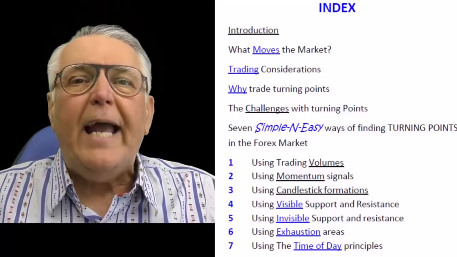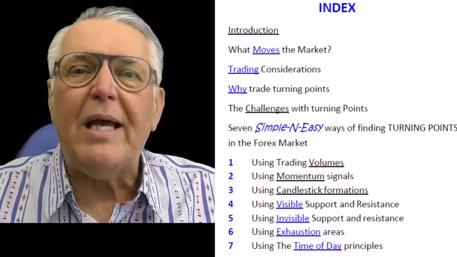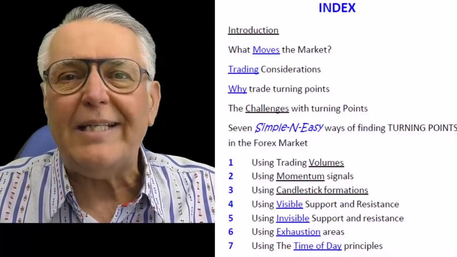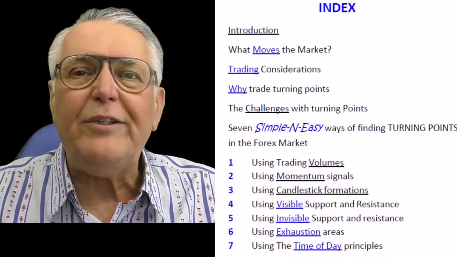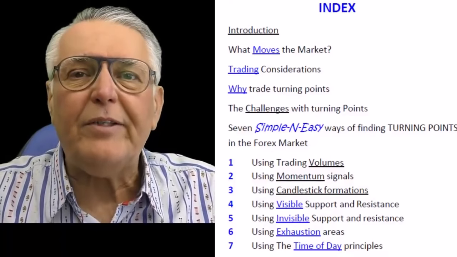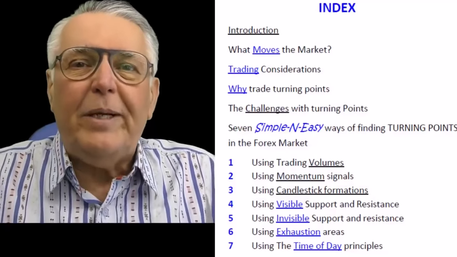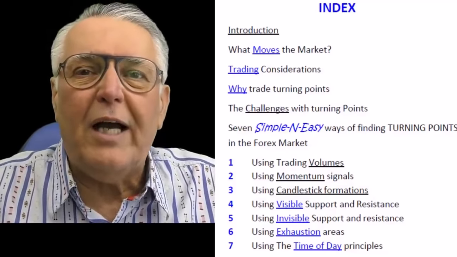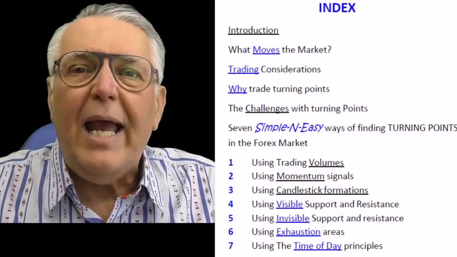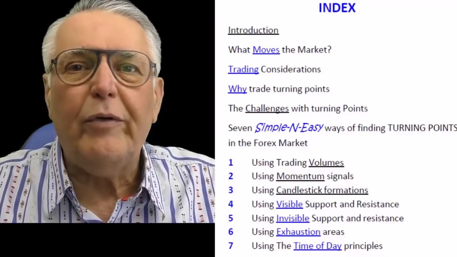We then look at momentum. Momentum is when you're using something like the MACD or the stochastic or the RSI to determine turning points in the market. Another method to find turning points. The next one is candle formations. Candle formations have been around for a very long time and are pretty established and pretty robust in terms of giving signals for reversing price action.